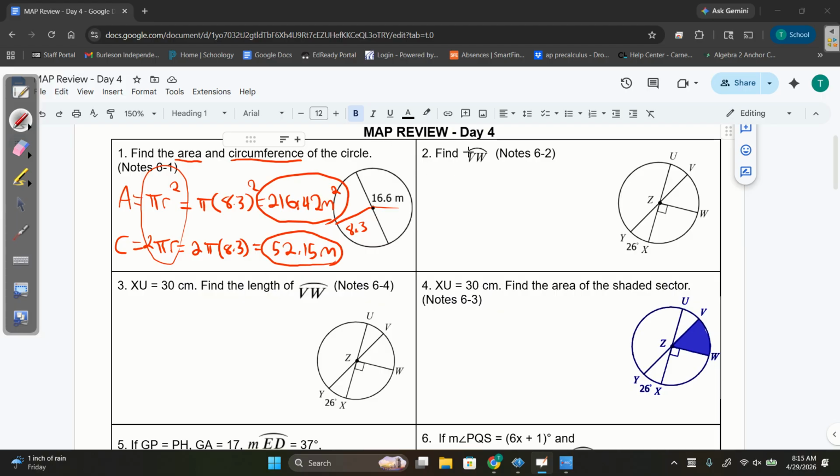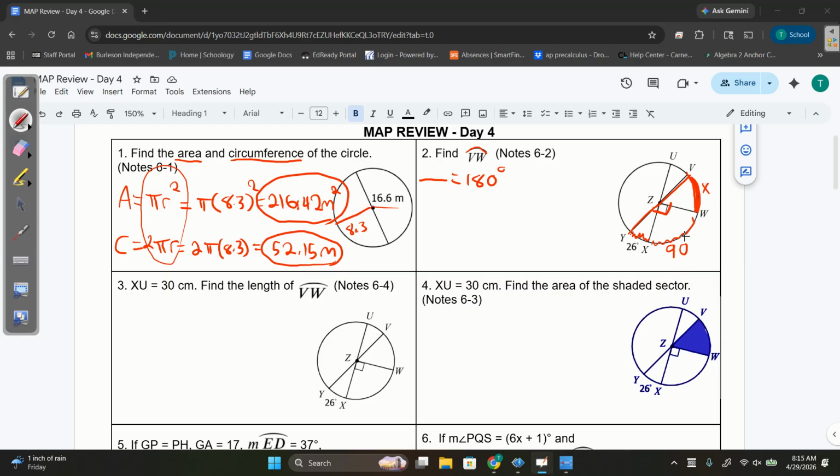Example 2 says this is arc VW. That's this piece right here. Now there's many ways you can do this and think about it, but I'm going to do it one specific way. Notice how we have a straight line right here. Straight lines add up to 180 degrees. I've already got this piece here. It's 26 degrees. This angle here is 90 degrees. So that means the arc is also 90 degrees.